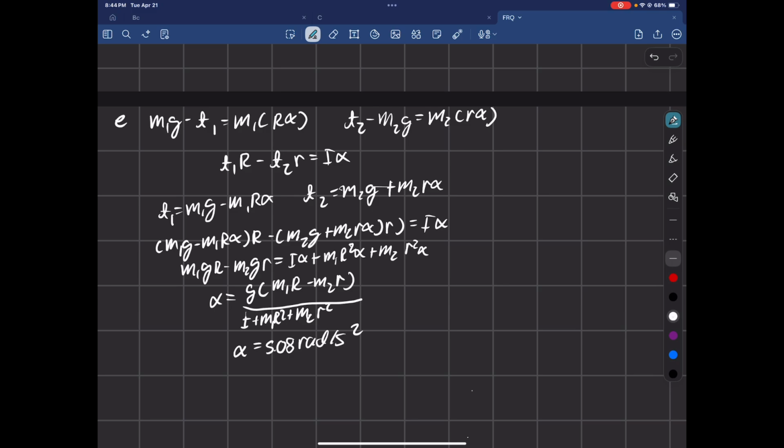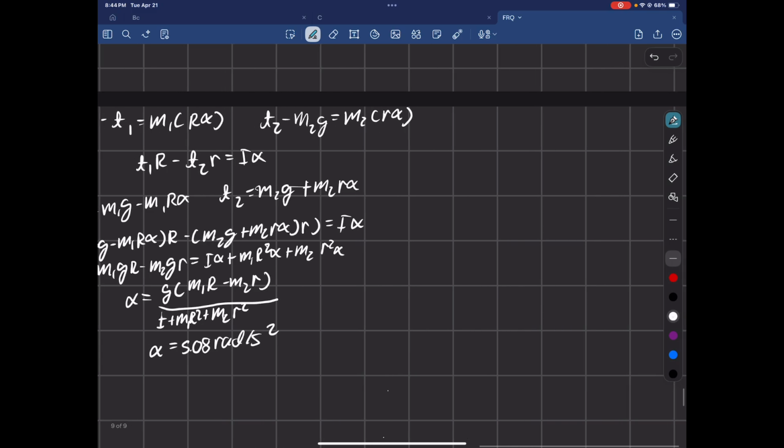For part F, it's the same thing. Acceleration is equal to R times alpha. And we know that R is 0.3, so we would just get a linear acceleration of 1.52 meters per second squared.